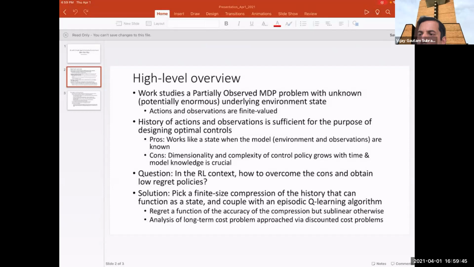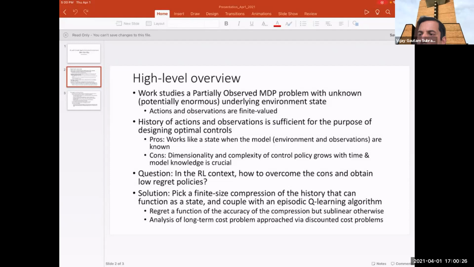Of course, this works when the model of the environment, how the environment gets updated and the observations, are all known. The negative of this approach is that dimensionality and the complexity of the control policy grow with time because the history keeps increasing. And the model knowledge is crucial as well. So in some sense, the work you presented is in the RL context, when I don't know the model: how to overcome these negatives and obtain low regret policies. And as you said, it does not depend on the environment size so much, but more on what the agent chooses to do.